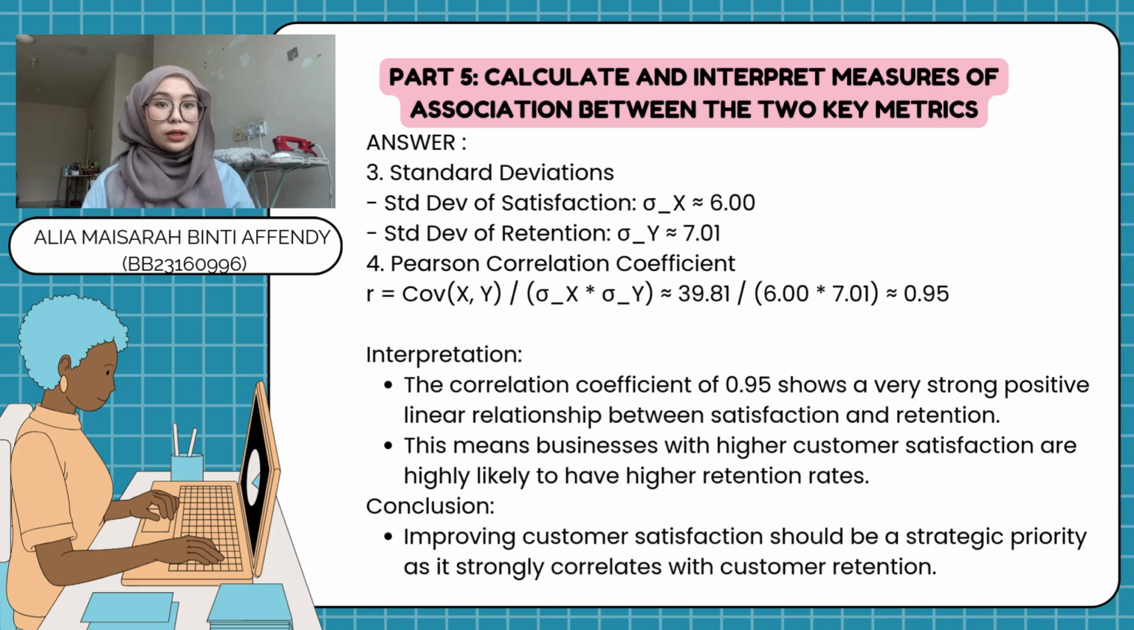So next is for the interpretation. The correlation coefficient of 0.95 shows a strong positive linear relationship between satisfaction and retention. This means businesses with higher customer satisfaction are highly likely to have a higher retention rate. So last but not least, for the conclusion, improving customer satisfaction should be a strategic priority as it strongly correlates with customer retention.